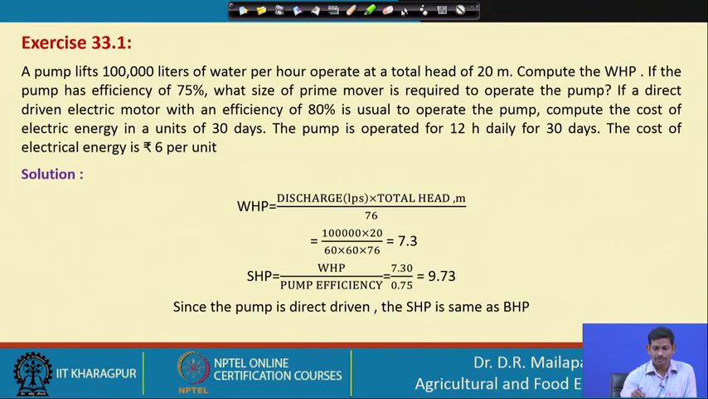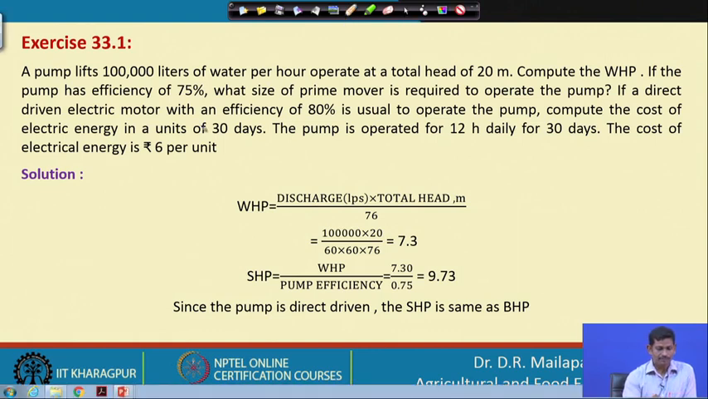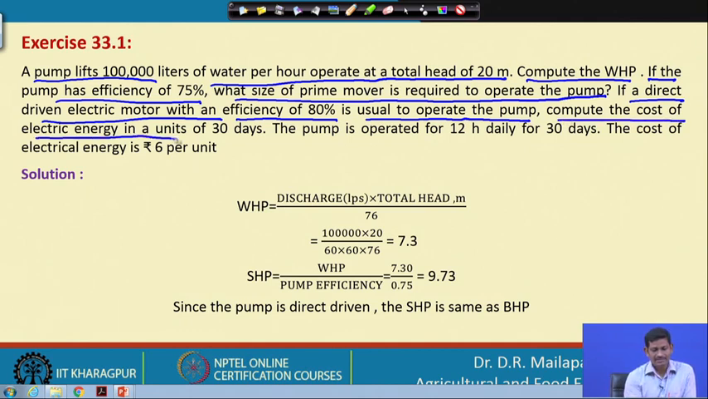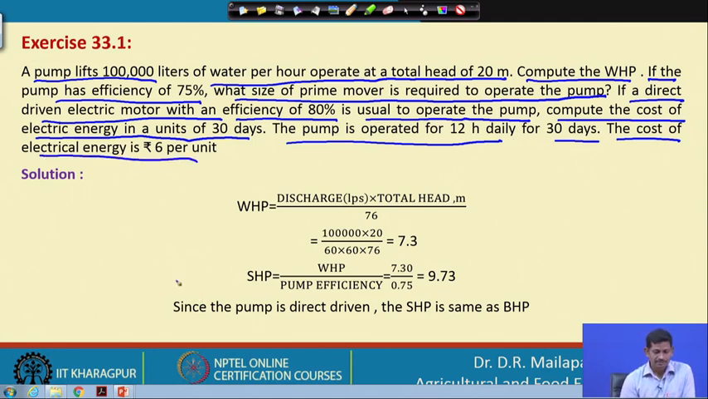So, an exercise in this problem. A pump lifts 100,000 liters of water per hour, operating at a total head of 20 meter. Compute the WHP, water horsepower. If the pump has an efficiency of 75%, what is the size of prime mover required to operate the pump? If a direct driven electrical motor with an efficiency of 80% is used to operate the pump, compute the cost of electrical energy for a period of 30 days. The pump is operated for 12 hours daily for 30 days. The cost of electrical energy is 6 rupees per unit.